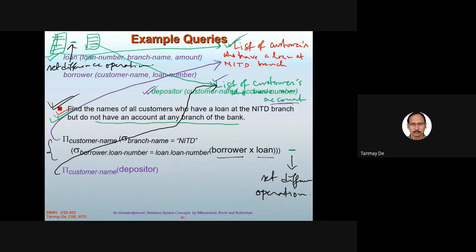In place of borrower we need to write depositor, and here account. The same thing, because at that time this set is the list of customers who have an account at NIT Durgapur branch. So we also need to consult the account relation, because the account relation has branch name, similar to the loan relation. The depositor relation has no branch name. Okay, any other question? No, sir. Okay, one more slide, I can complete it.